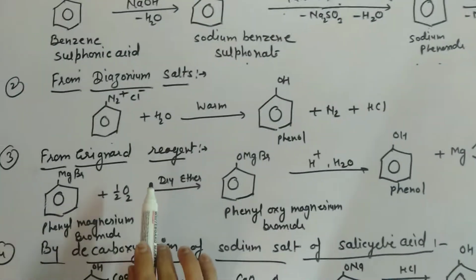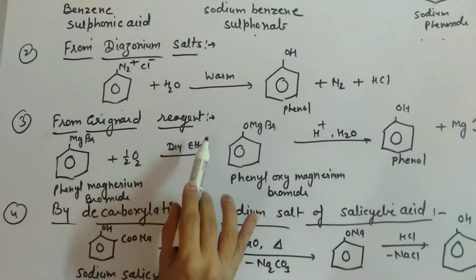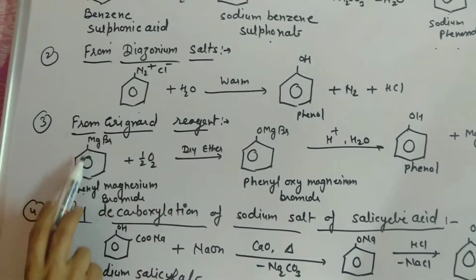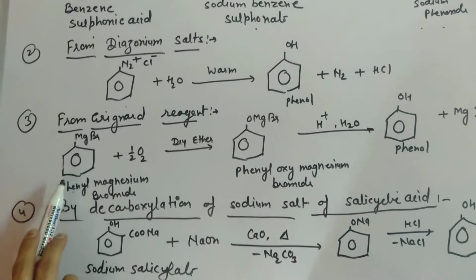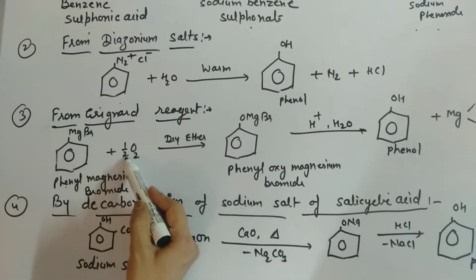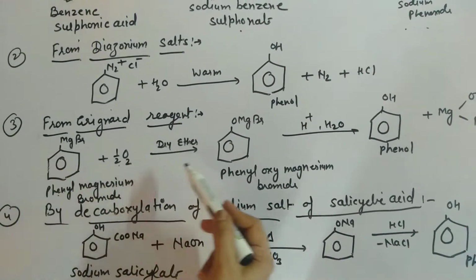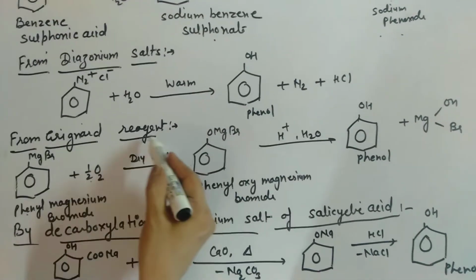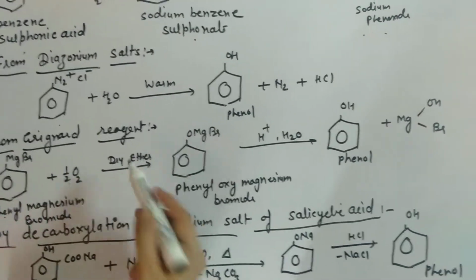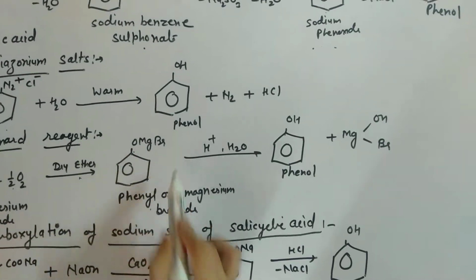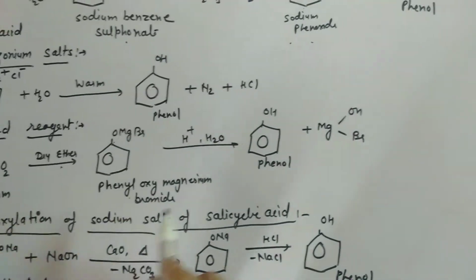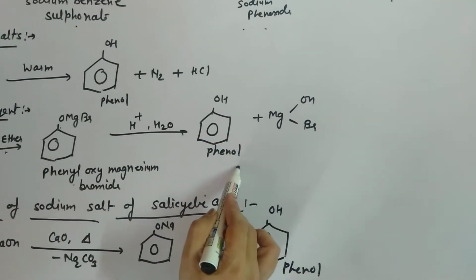Third method, from Grignard reagent. This is phenyl magnesium bromide. When oxygen is bubbled through the solution of phenyl magnesium bromide in the presence of dry ether, it gives phenyl oxy magnesium bromide. On hydrolysis, it gives phenol.